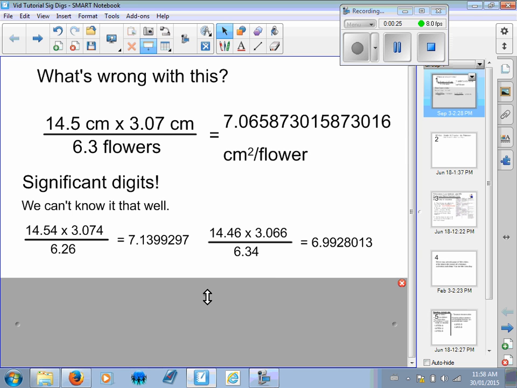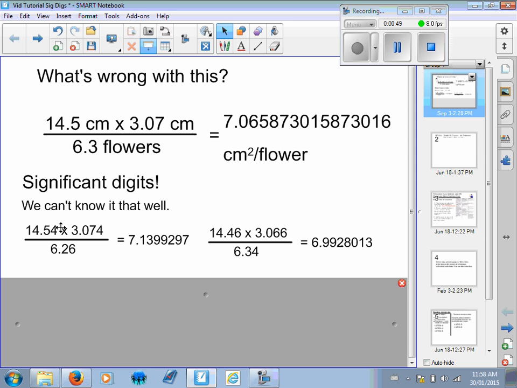Hopefully, you realize that we're not doing significant digits in the answer. Most importantly, we can't possibly know the answer to this depth if this is the only depth we know for the actual numbers we're using to calculate. If we only have 14.5, not 14.500000, then we can't say we know the answer to this kind of accuracy, precision.